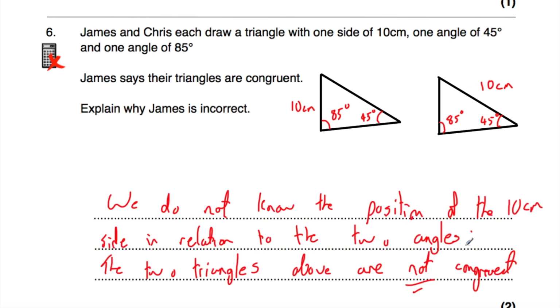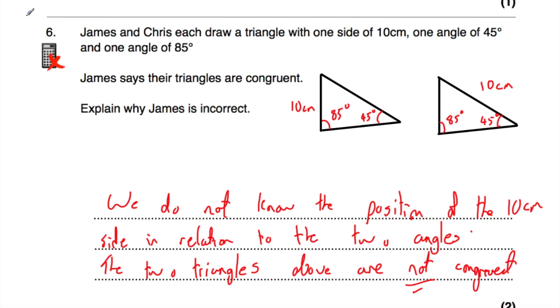So let's explain that. And that's it. I've just explained that we do not know the position of the 10 centimeter side in relation to the two angles, so therefore the two triangles above are not congruent, because here we've got the two angles, and here we've got the two angles, but we don't know the position of the 10 centimeter line from what we've been told in this information. So that means that they aren't necessarily congruent. They could be congruent, there's the possibility they're congruent, but he says they are congruent. Well, he may not be correct because we don't know the position of that 10 centimeter line.